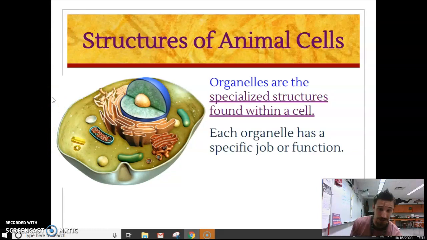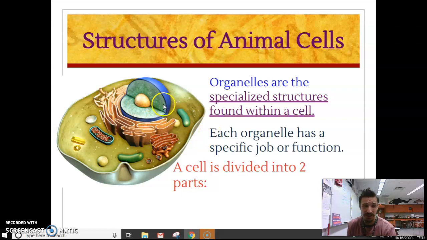So, organelles, which you've heard in class before, are just like the cell's organs, and we'll define them even more specifically as specialized structures found within a cell. All of these oddly shaped structures you see here inside this cross section of the animal cell, those are organelles. And each one of these organelles has a very, very specific job, similar to your organs.